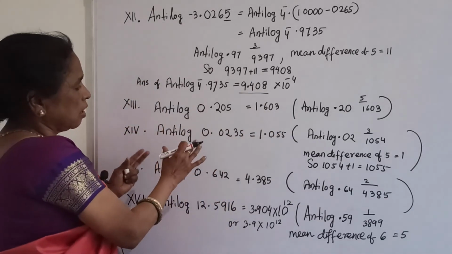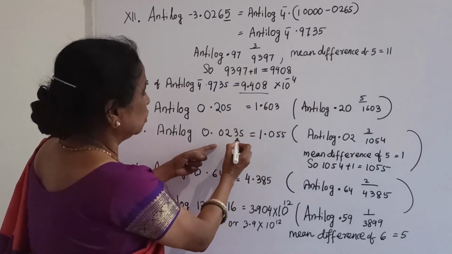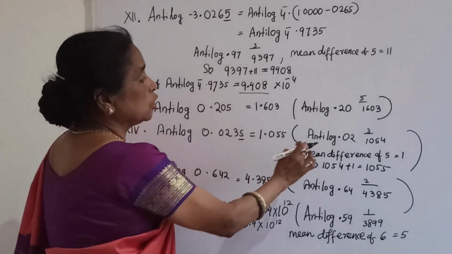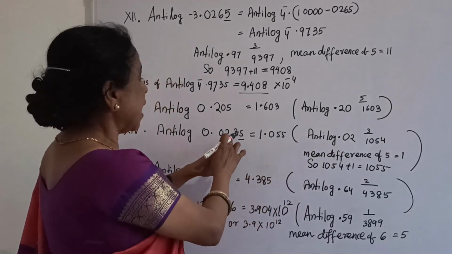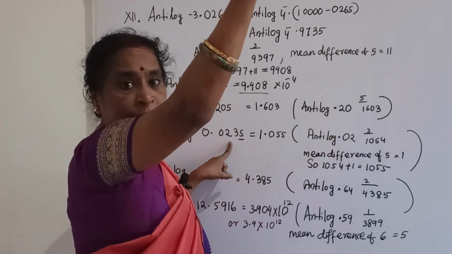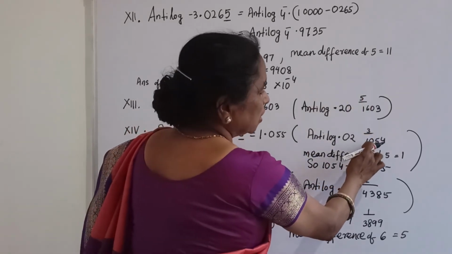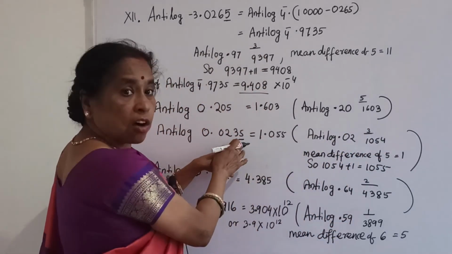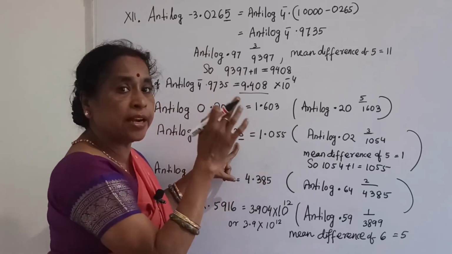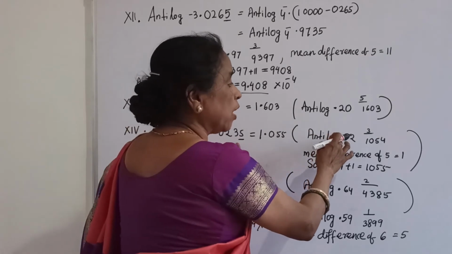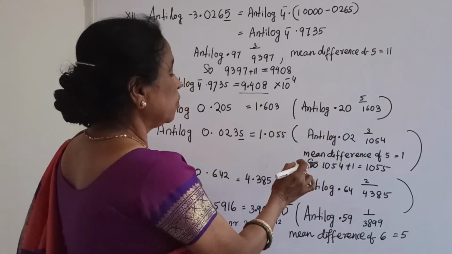Then come to antilog of 0.0235. See here 0235. That means you will see antilog of 0.02, and 3 is there. So you go to 3 and see the point where it meets, the value 1054. But here another digit is there. Then you can find the mean difference of 5 in the line 0.02. So you can find the value written there is 1. So what to do?